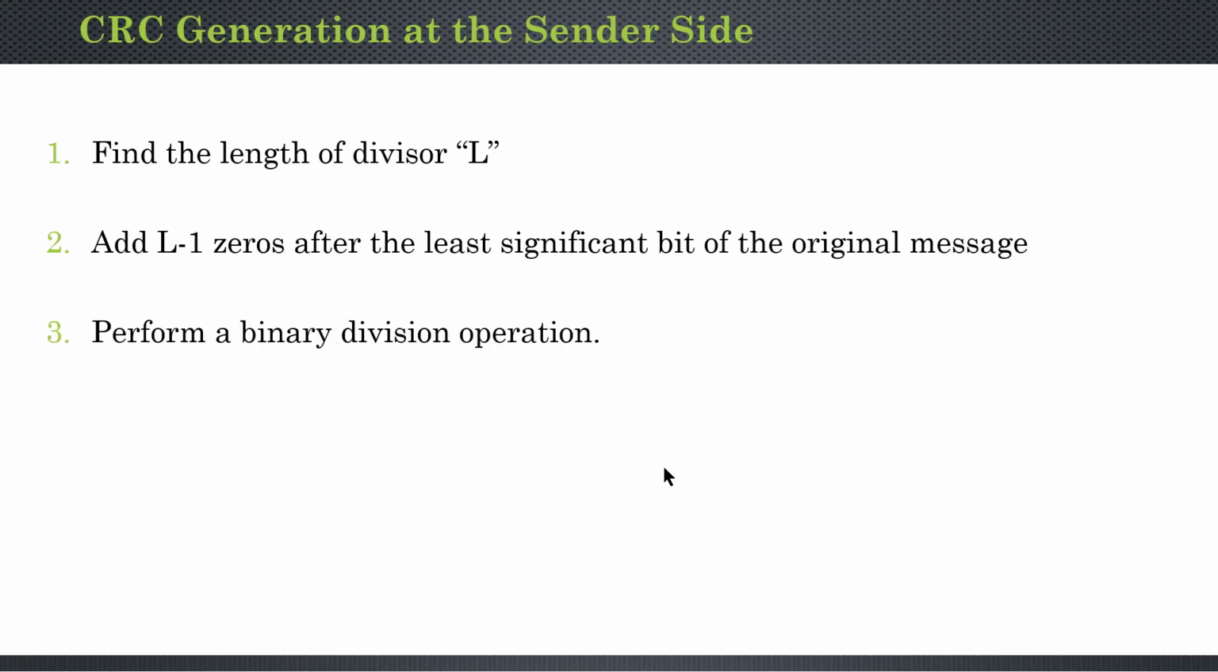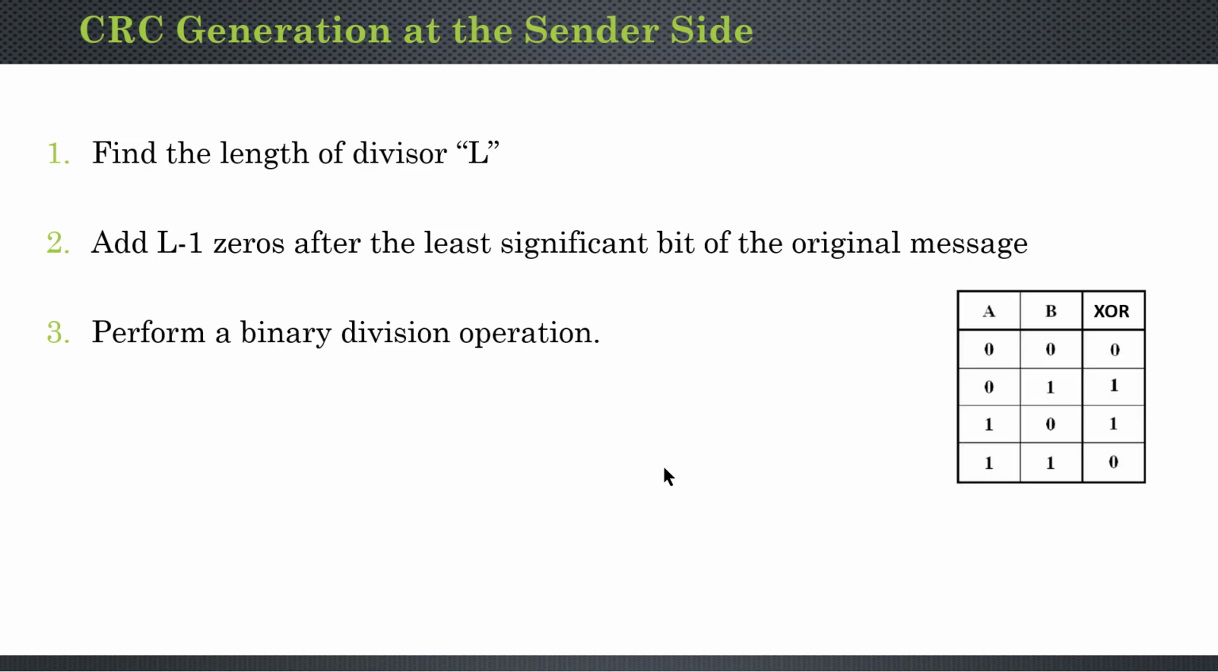Step number 3, we perform a binary division operation. Here, all CRC calculations are done in modulo 2 arithmetic without carries and without borrows. This means that addition and subtraction are identical and both are equivalent to the exclusive OR of the operands. So we recall that the exclusive OR of two operands A and B is as follows. If A and B are the same inputs, either zeros or ones, the exclusive OR is equal to 0. And if A and B are different, the XOR is equal to 1. So this is the logic behind the XOR, which is quite simple.